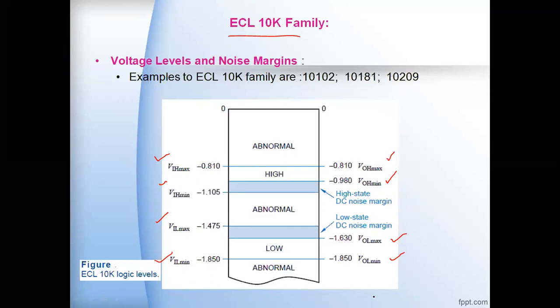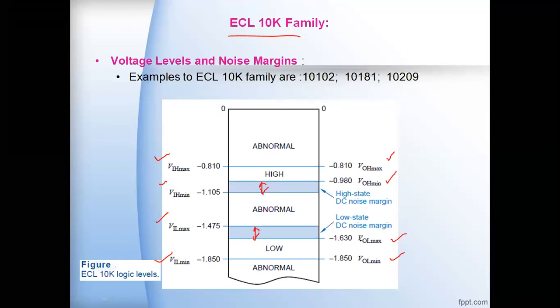But what is the DC noise margin? The DC noise margin for the high state is the difference between the minimum value of the output high state and the minimum value of the input high state, and similarly the low state DC noise margin is the difference between VIL minus VOL maximum. Now you can see from this diagram that these are all the noise margin levels here.